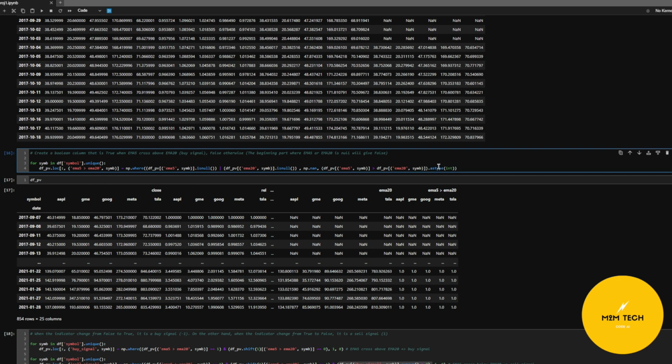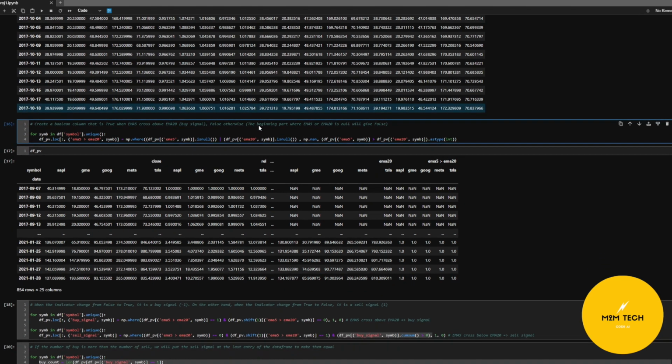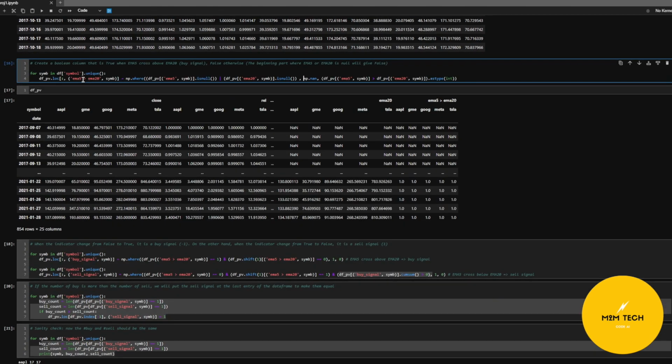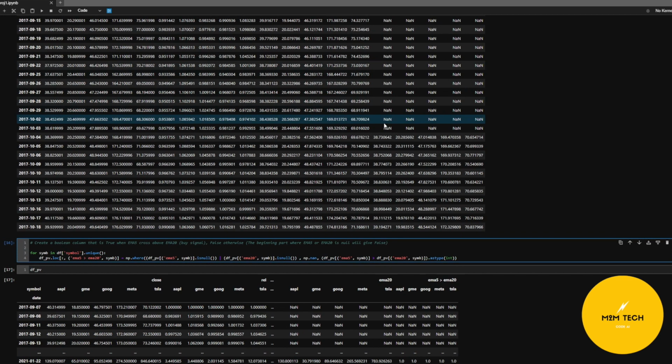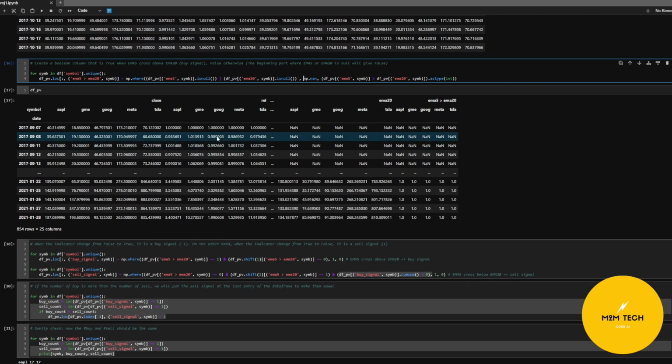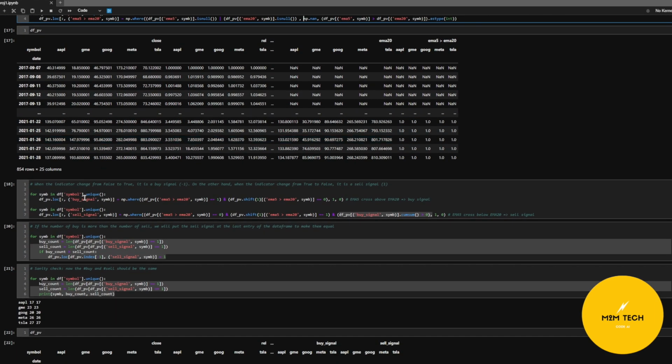It's similar for the sell signal. So the current time step EMA5 has to be less than EMA20, but at the previous time step EMA5 has to be greater than EMA20. And there's one more condition for the sell signal: we have to check that we have bought at least once before we can sell. We just cannot sell before we can buy.